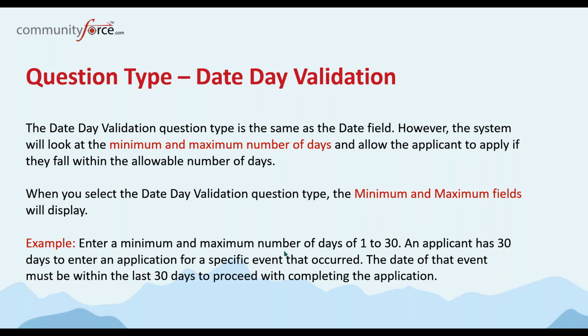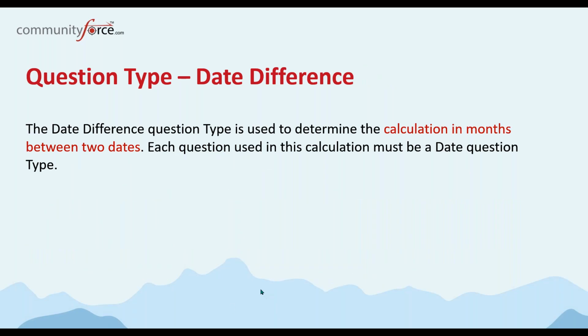So if you enter a minimum and maximum number of days of 1 to 30, what it's saying is an applicant has 30 days to enter an application for a specific event that occurred. That's just my scenario. So in order to be eligible for this application, they're going in, they're applying. I want to know the incident that they're using to apply, and did it fall within this certain time frame? If it didn't, then a second question appears that tells them they're not eligible because it didn't fall within that date range.